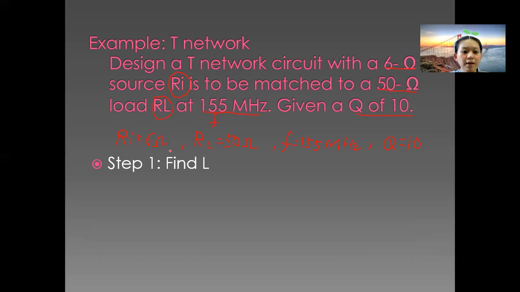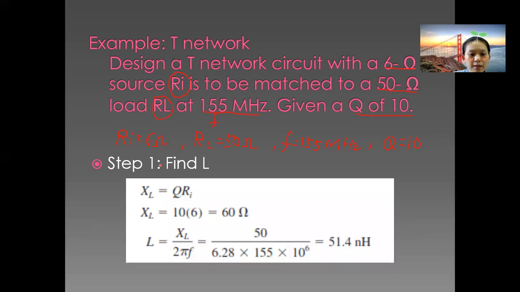Okay, start with the first step, find the inductor. We are using the formula XL equals Q times R in. So we calculate XL equals 10 times 6, we get 60 ohm. Then we find L equals XL divided by 2 pi F, so 60 divided by 2 pi, 6.28, times 155 times 10 power of 6, which equals 51.4 nanohenry.